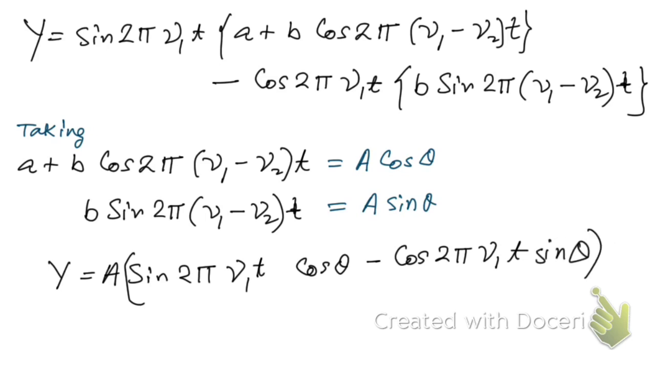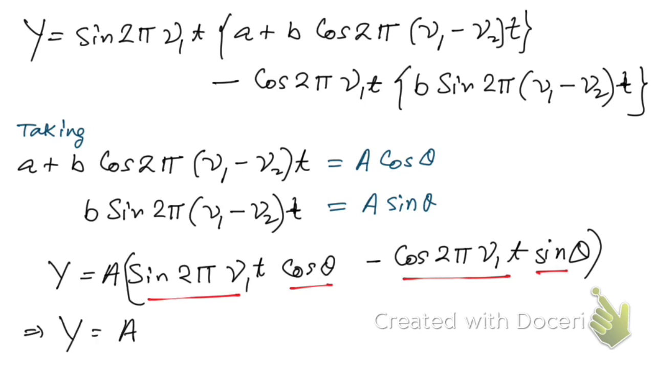So what do you observe from here? You can see this is sine a cos b minus cos a sine b, so that is the sine (a minus b) formula, right? So that's why this can be written as y is equal to A sine (2 pi nu 1 t minus theta). So this is in the sine (a minus b) formula. So this is equation number 3.